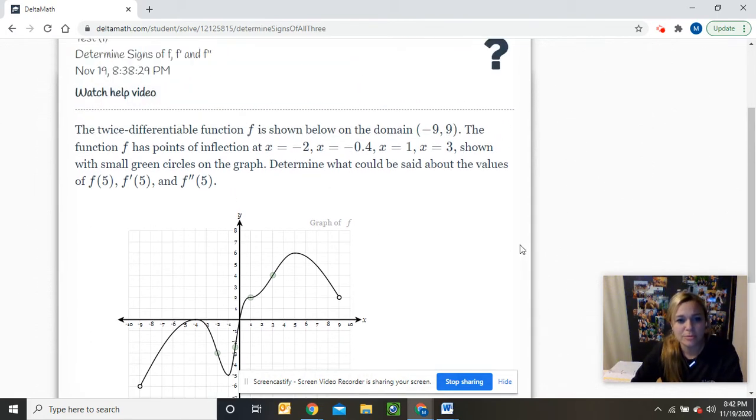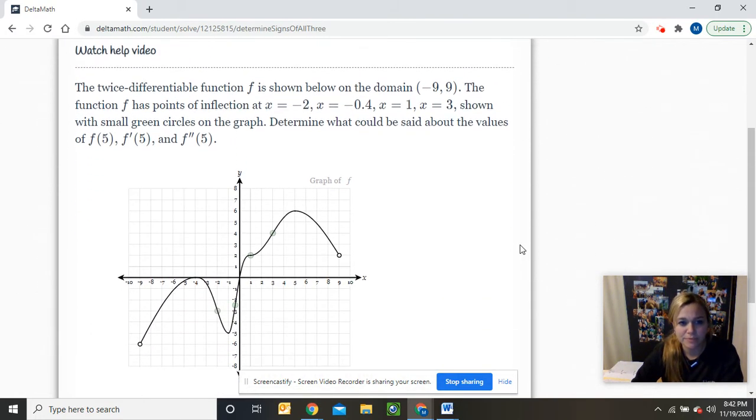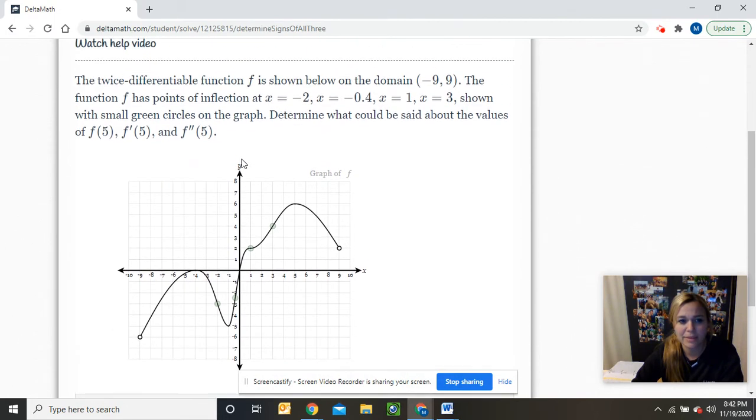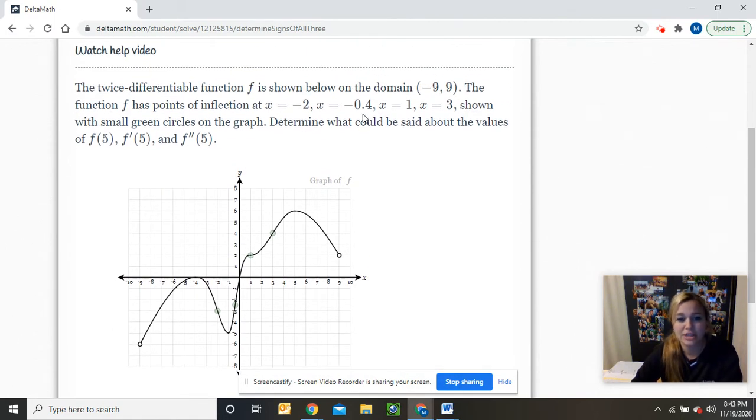So one of the problems, the very first type of problem that you would have, was one like this, where it says the twice differentiable function f is given by this, and it tells a lot about points of inflection. I'm going to tell you first to make sure that you're really focusing on what graph this is. If this is the graph of f, I'm comparing f of 5, f prime of 5, and f double prime.